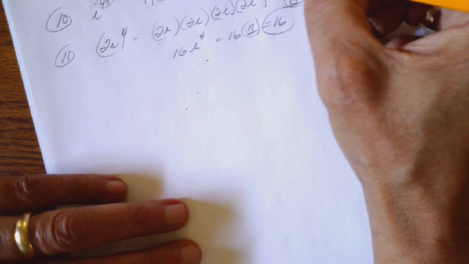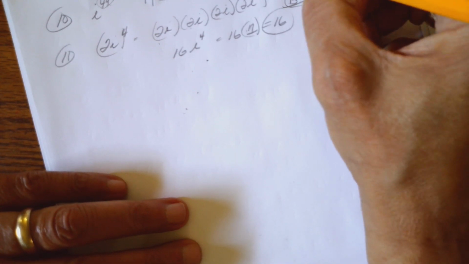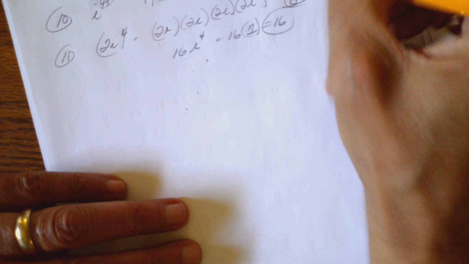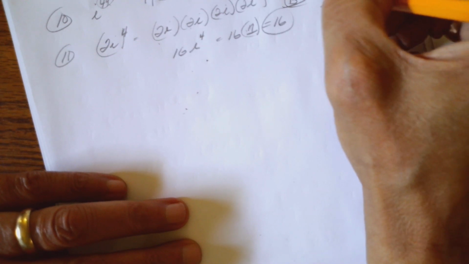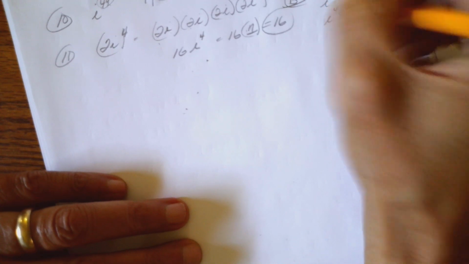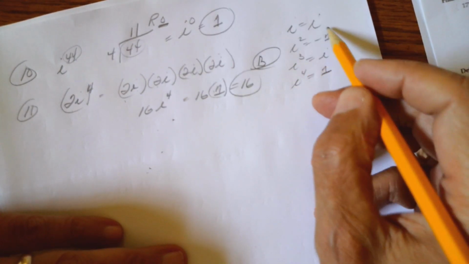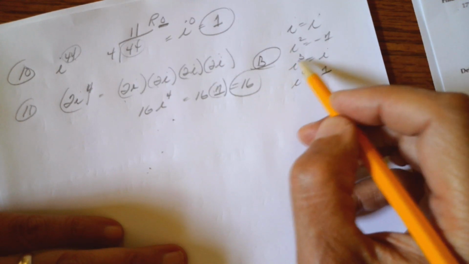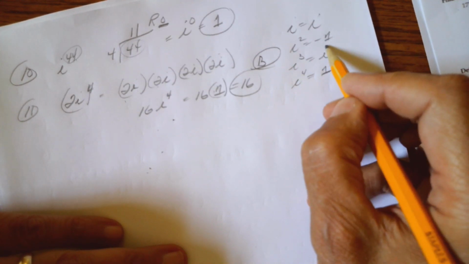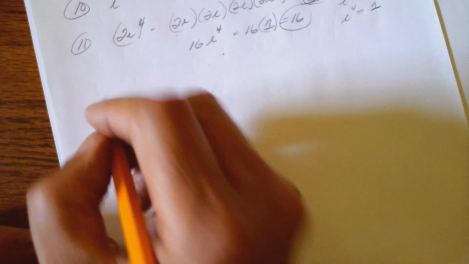All right, so we know that i to the 1st is i, i squared is negative 1, i to the 3rd is negative i, and i to the 4th is positive 1. Those are the 4 values. Here you go. i to the 1st is i, i squared is negative 1, i to the 3rd is negative i, and i to the 4th power is positive 1. Got it.